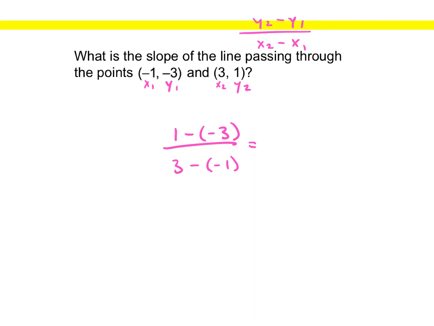So on top, I have minus a negative, which turns into a plus. So what's 1 plus 3? 4. And on the bottom, minus negative 1 turns into a plus, so it's 3 plus 1. 4. What does 4 over 4 simplify to? 1. So my slope here is 1.